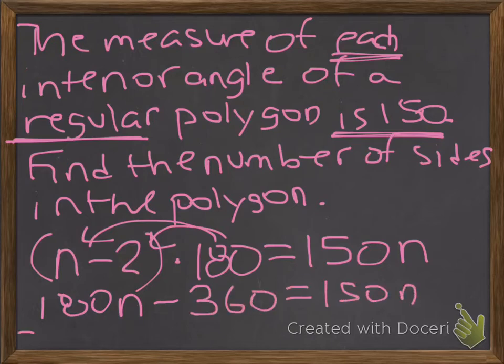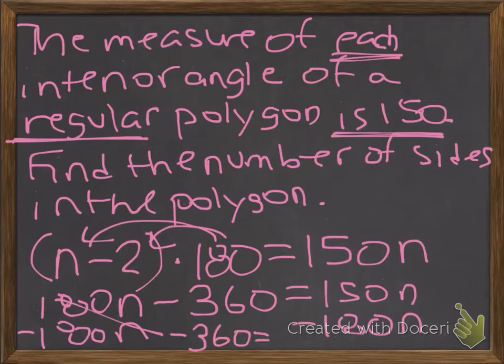And we're solving for n, so we're going to take 180n and move it over to the other side, and we get negative 360 equals negative 30n. And then we're going to divide by negative 30. So we get 12. So n would be 12.